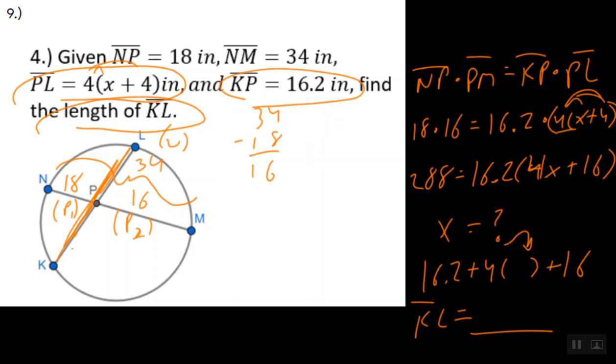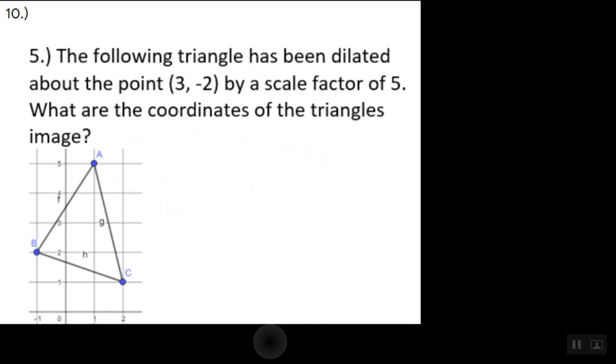Alright, let's move on to our next example. Okay, for problem number 10, it says the following triangle has been dilated about the point 3 comma negative 2 by a scale factor of 5.